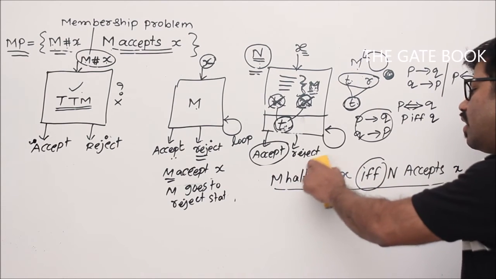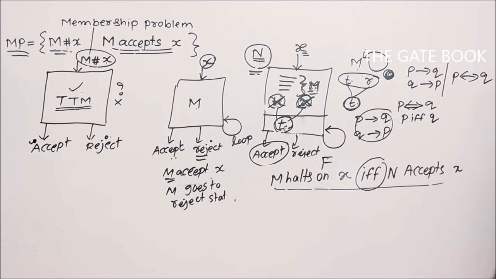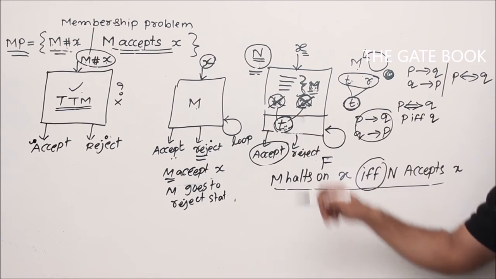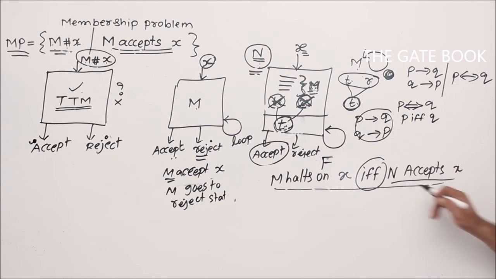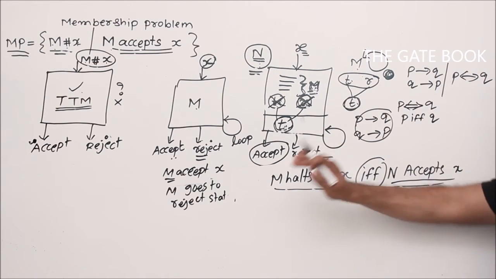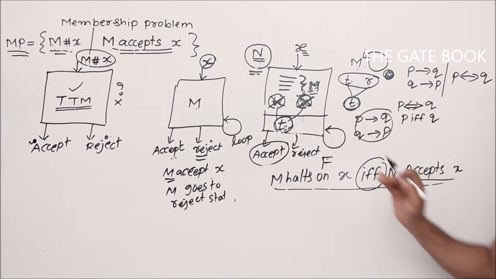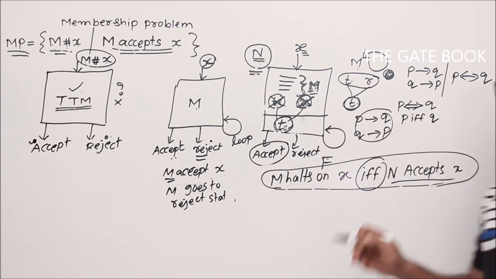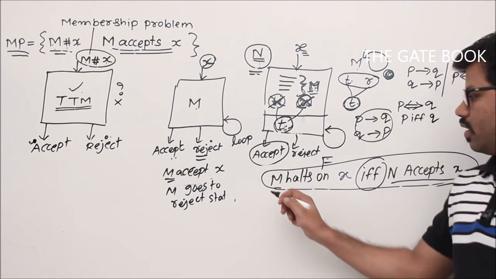If M does not halt on x, let's take it as false. If M does not halt on x, then M is in an infinite loop, then we never come to the t state, then definitely in that infinite loop we are going to reject it, correct? So finally, M halts, N accepts. M does not halt, N rejects. That kind of statement we usually write like this: M halts on x if and only if N accepts x. This is one important thing you remember.